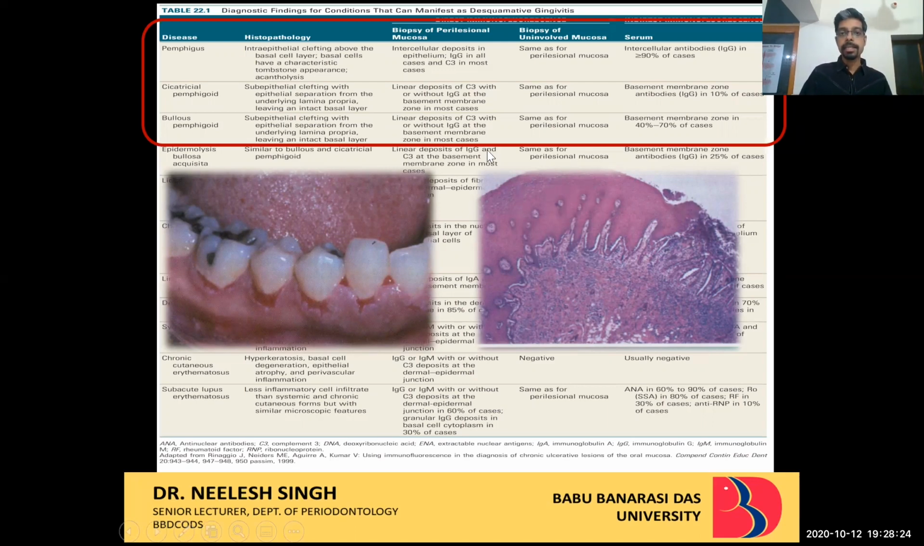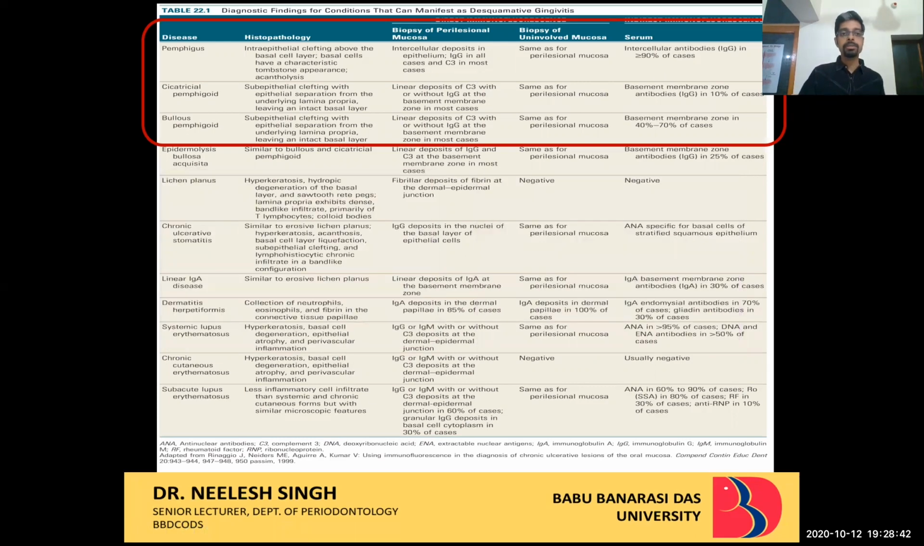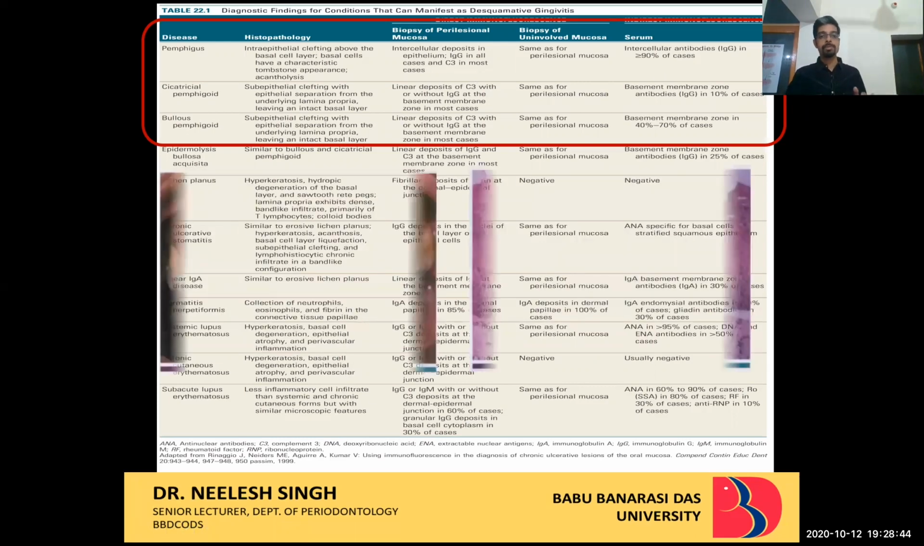Then in the indirect immunofluorescence, the intercellular antibody IgG is seen in more than 90% of the cases. In the direct immunofluorescence, IgG is seen as intercellular deposits. Both are the same. Then we come on to the cicatricial pemphigoid and bullous pemphigoid.